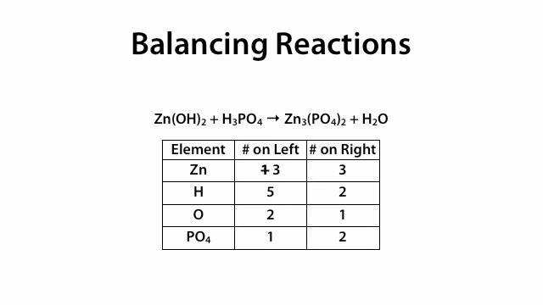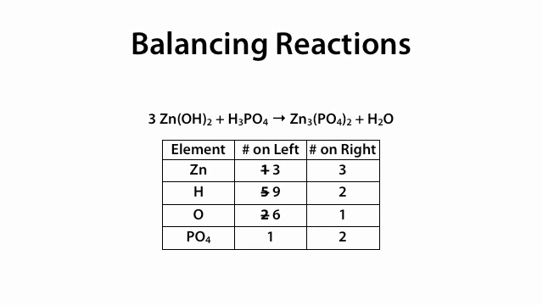How are we going to make this happen? We're going to put a 3 in front of the Zn(OH)2. We now have 3 Zns on the left and 3 Zns on the right. However, our numbers of oxygen and hydrogen are now changing. We now have 9 hydrogens on the left side and 6 oxygens on the left side.